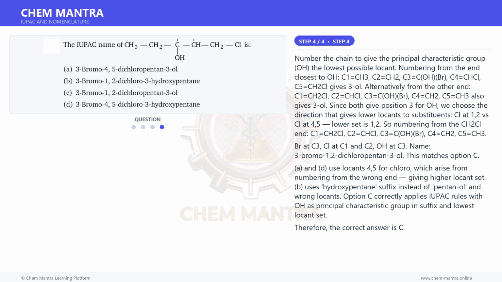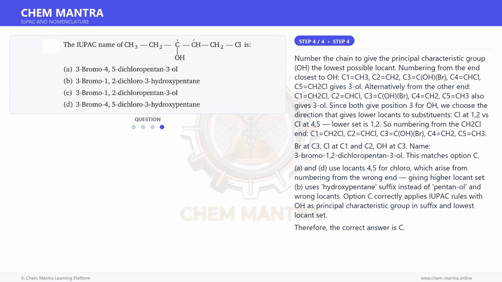And for the final step, number the chain to give the principal characteristic group the lowest possible locant. Numbering from the end closest to OH, C1 is equal to CH3, C2 is equal to CH2, C3 is equal to C of Br, C4 is equal to CHCl, C5 is equal to CH2Cl gives 3-ol.